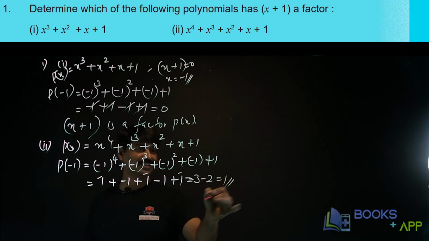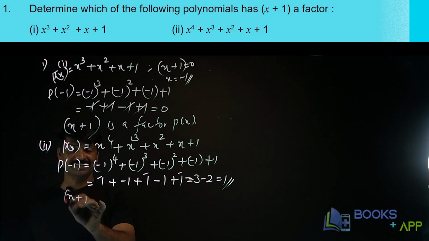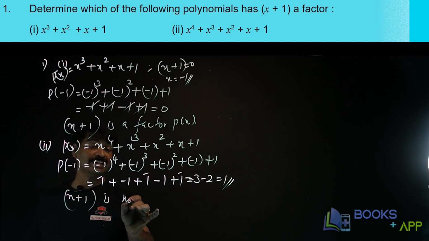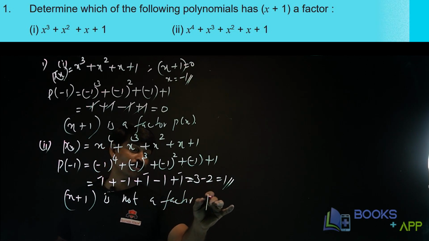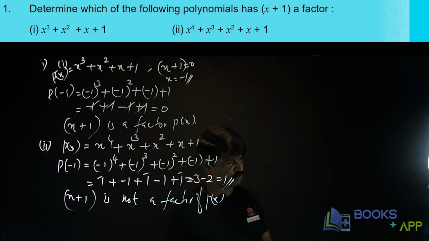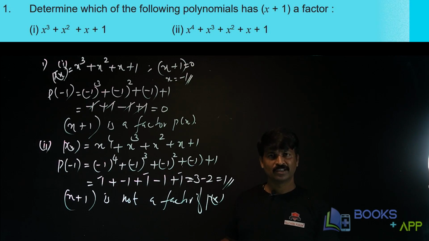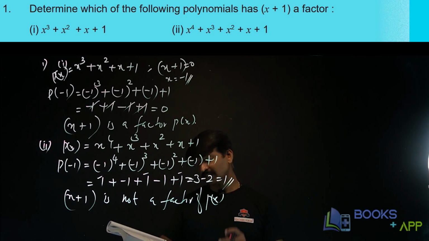So what is the answer? When you solve, you will be getting 1. The remainder is not 0. So what do you conclude? Whether x plus 1 is a factor? No. x plus 1 is not a factor of the given polynomial, that is p of x. I think it is clear. So to check whether a given polynomial is a factor of another, you find the remainder. If the remainder is 0, that will be a factor. Otherwise, it is not a factor.